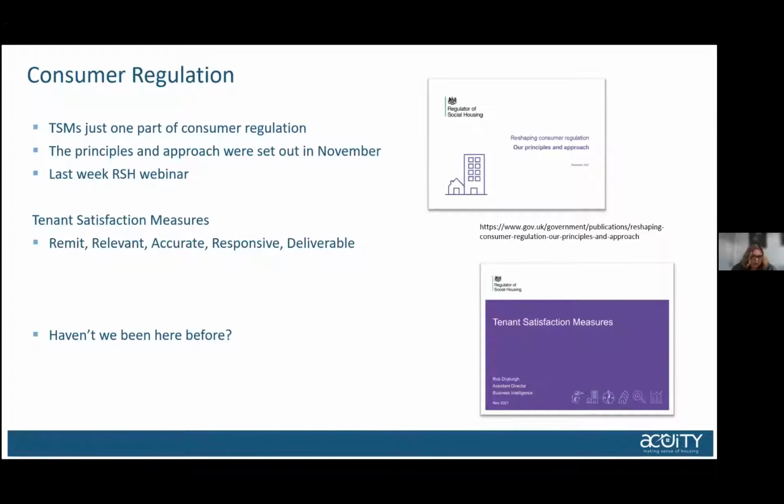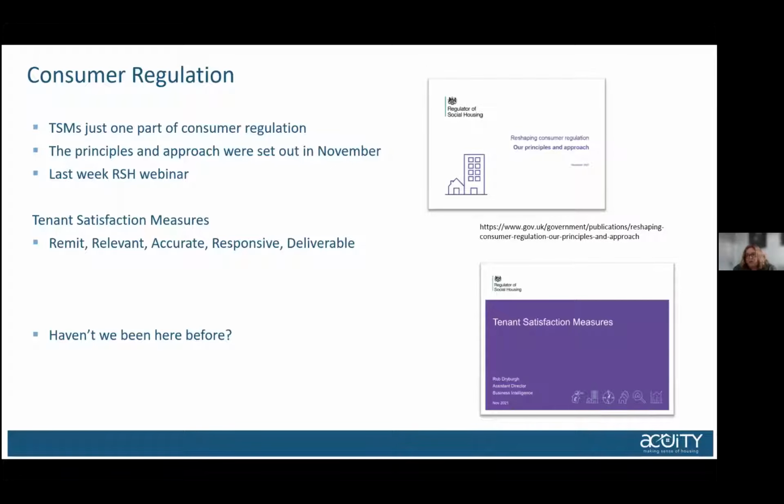And as Steve said, we had Rob. I don't know if you sat in, but the webinar is available on our website. He went through and confirmed the aims and the themes that are set out in the white paper and how they want to take those forward. In particular, it was interesting, in terms of the tenant satisfaction measures, the remit, the fact that they need to meet the statutory objectives that the regulator has.